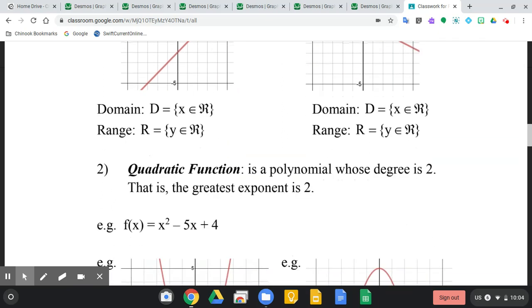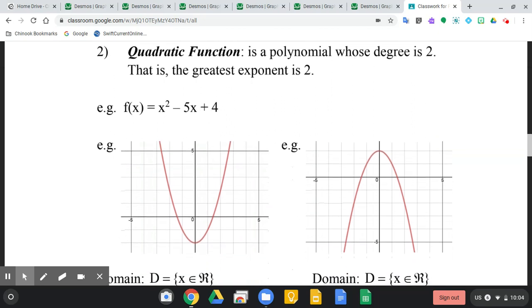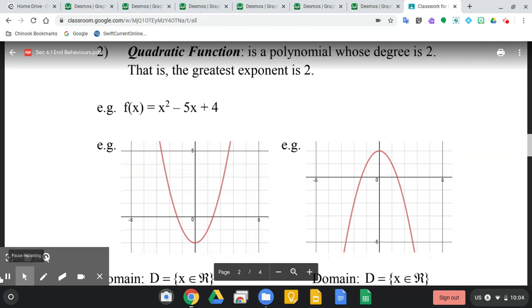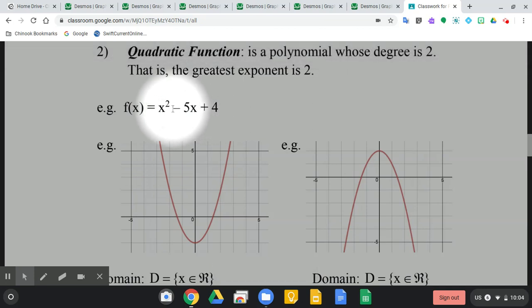A quadratic function is any function of degree 2. That is, the greatest power is 2. So if I look at this particular expression, x squared minus 5x plus 4, the highest power is the 2, meaning this is a quadratic expression.